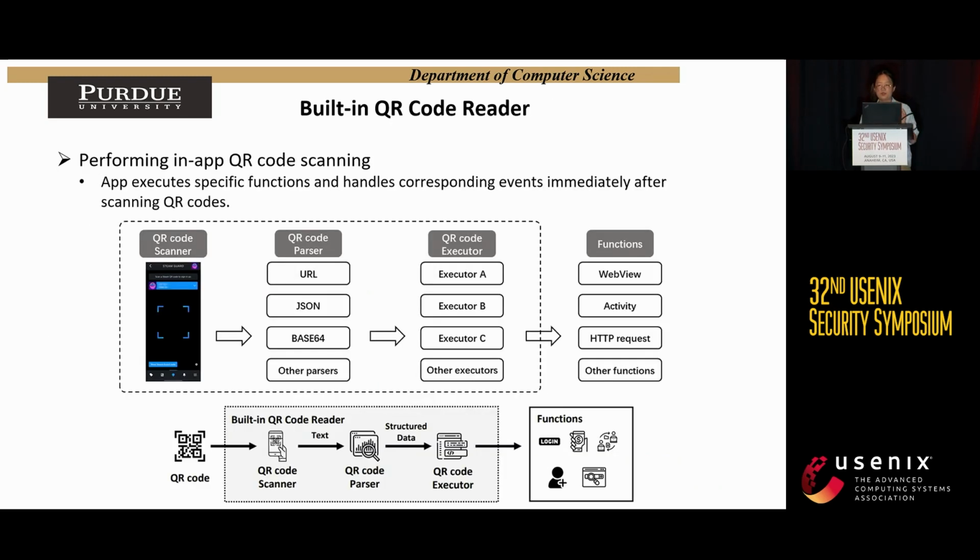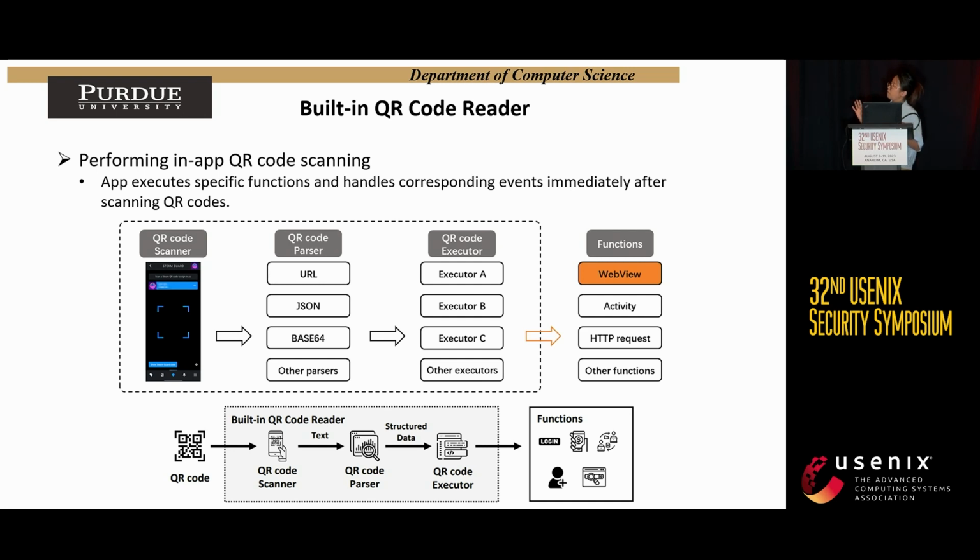So what is a built-in QR code reader? As you can see in this slide, a built-in QR code reader is usually used to extract encoded data from an external QR code and then execute the relevant app function without any additional interaction with the user, to provide a seamless user experience. It contains three main parts: a QR code scanner, a QR code parser, and a QR code executor. After scanning a QR code, the scanner will first decode the QR code, and then the parser will further handle the data and send it to the executor. After that, the executor will use this data to invoke different functions and finally complete the operation.